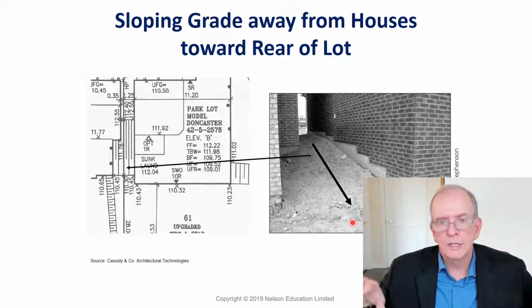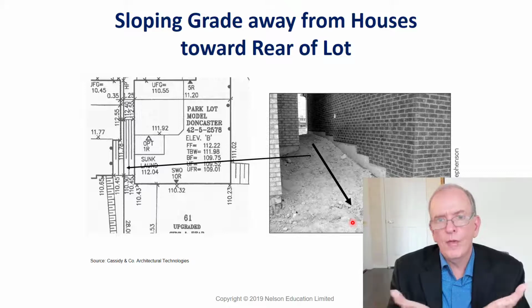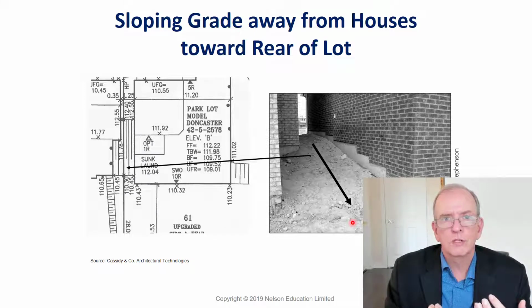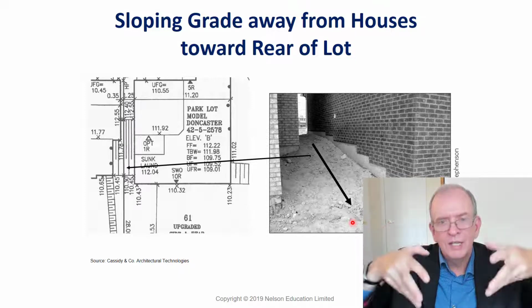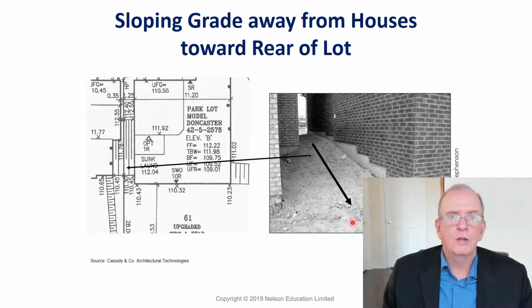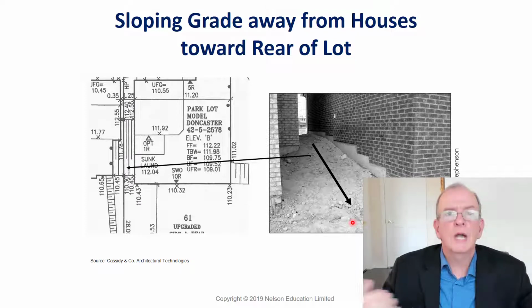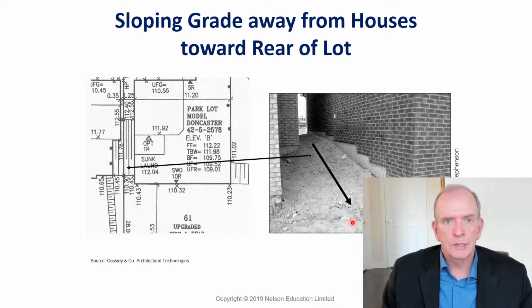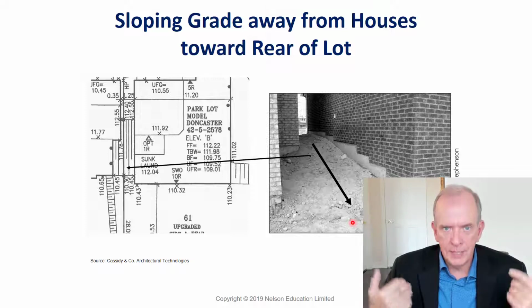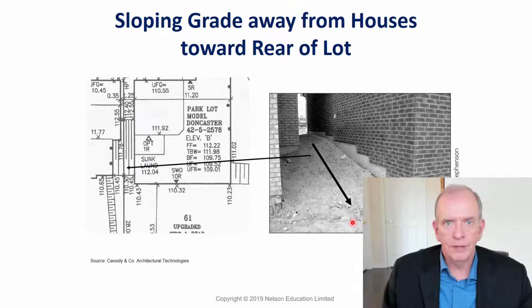So you're always trying to design the grading so that the surface water runs away from the house as much as possible. You want to try to limit the amount of water that's going down the foundation. We do have systems in place, weeping tile, to redirect that water away from the foundation too, but you don't want to risk Mother Nature, let's say, and have more water than necessary gathering around your foundation, because sooner or later it finds a way to get in.